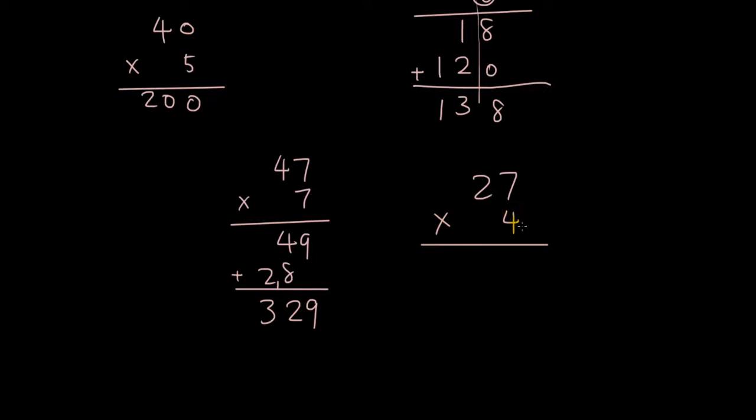Okay, another one. 27 by 4. So 4 times 7 is 28. 4 times 2 is 8. And the answer is 108.